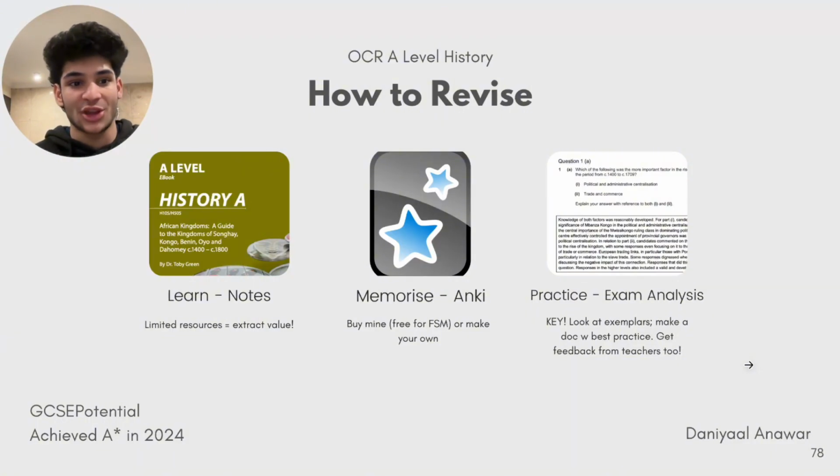Look at exemplars, so questions or answers which have done well, and copy them. Find patterns, okay? Find patterns in what they did correctly. Make a document with best practice. So make a document with exam technique suggestions based on all the exemplars you read and what your teachers have said, etc. And get feedback from teachers too.